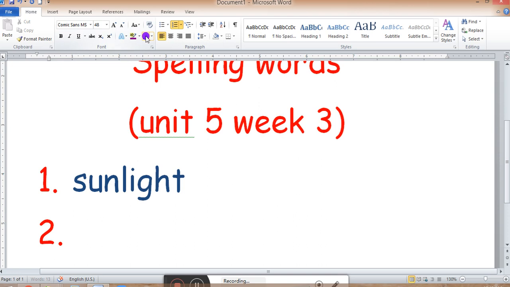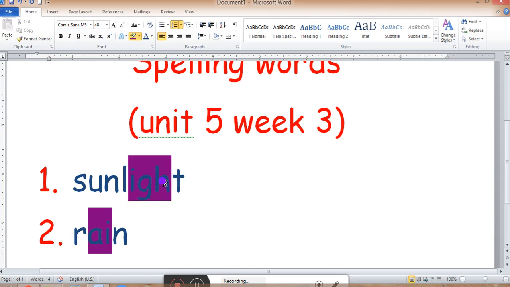Number two. It's water falling from the sky. What is it? Rain. Can you help me spell rain? R-A-I-N. Rain. Which long vowel sound do you hear? A. And which two letters are making it? A and I. And here we had I, G, and H. Very good.